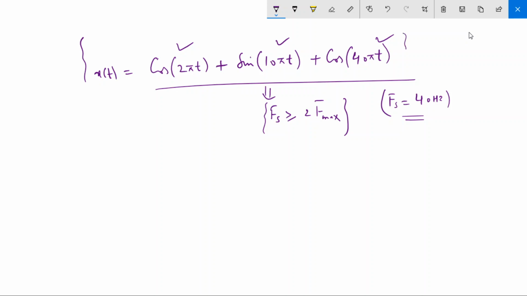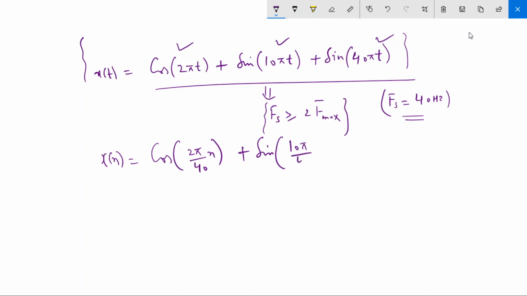Now, if you sample this signal just at the Nyquist rate, that is fs equal to 40 hertz, what will be my output or discrete signal? I will take the last one as a sine function, sine, not cos. I want to make an important conclusion, that's why I have chosen this.